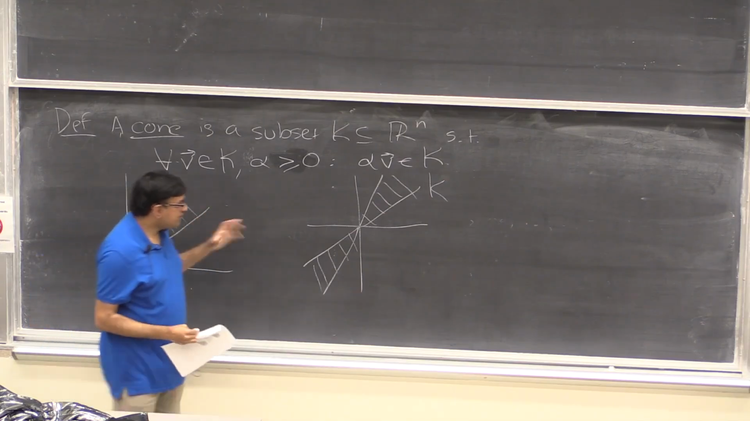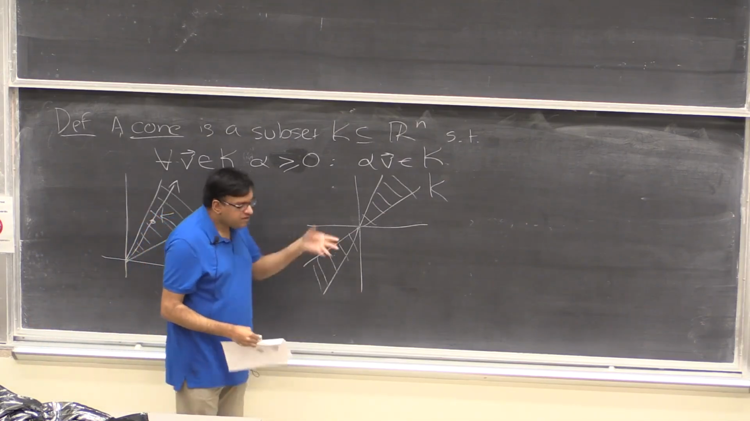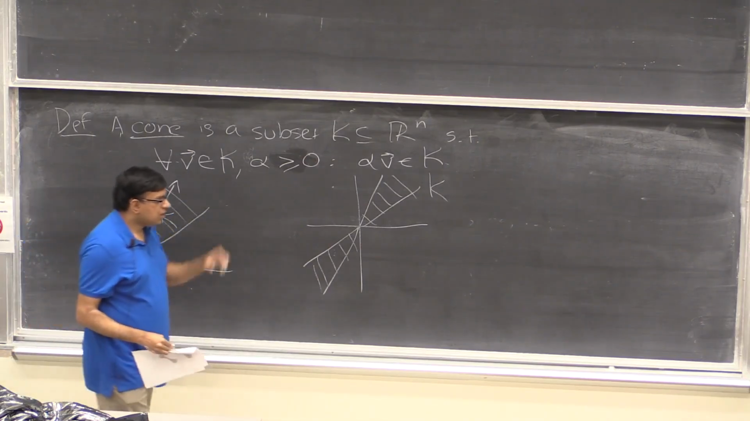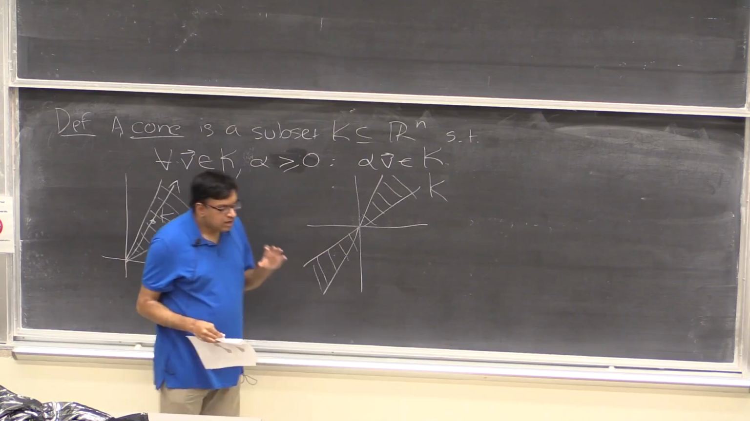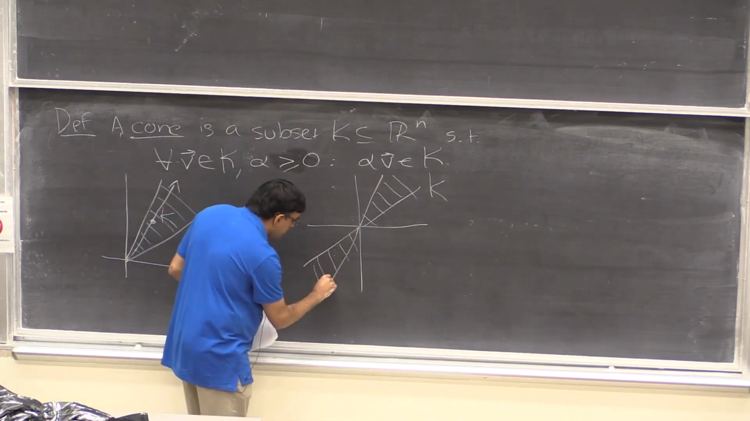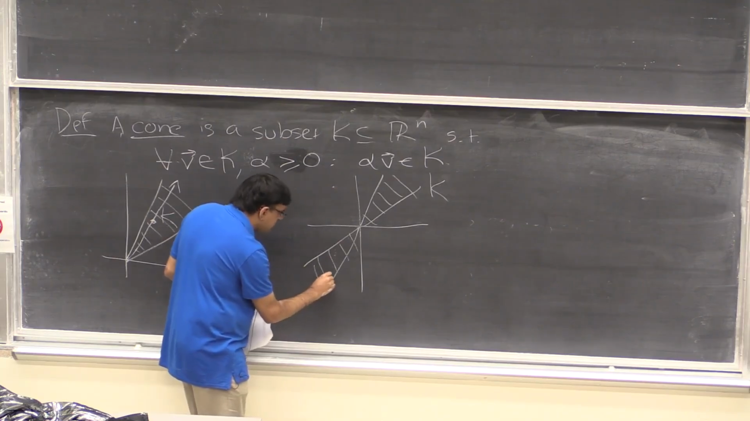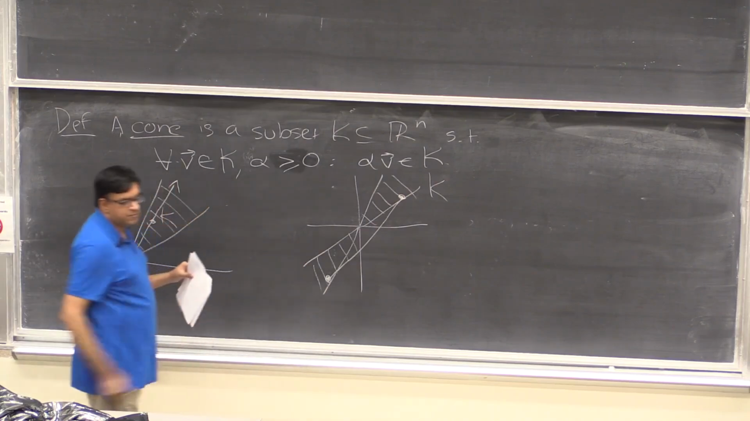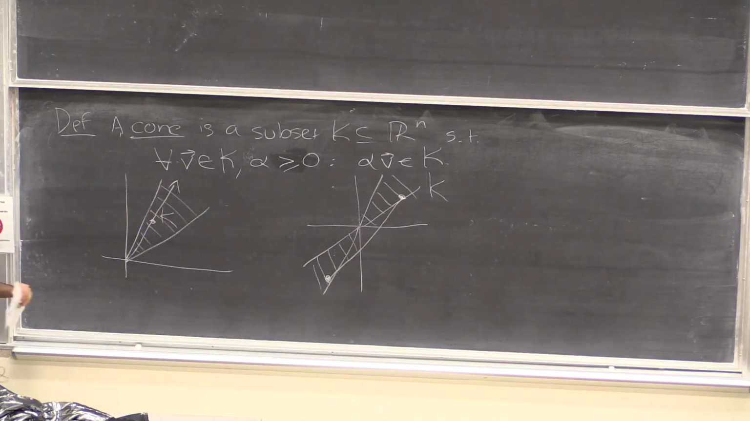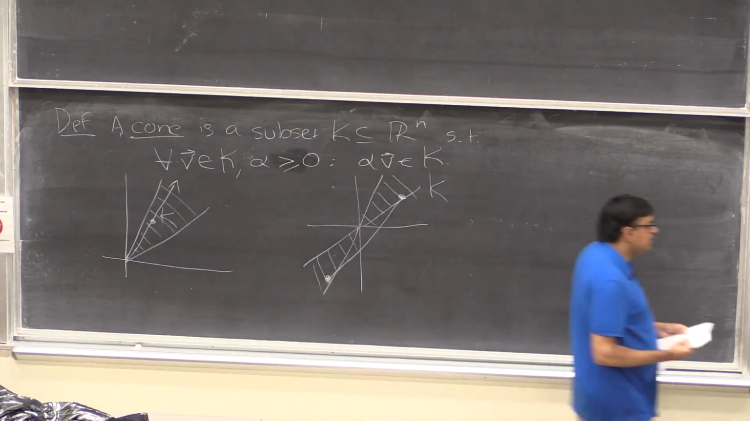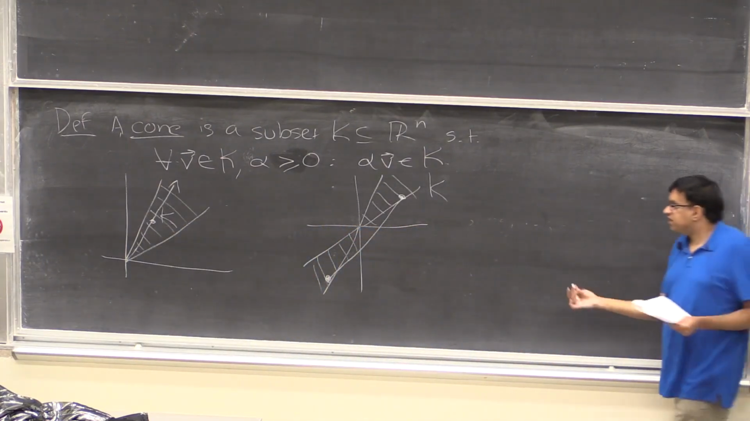Why is this a cone? Because if you take any ray going through 0 through any of the points in the cone, it'll stay in the cone. However, it's not convex. Why? If we take a point here, take this point, draw the line between them, it goes outside the cone. So there are cones that are not convex, and I just wanted to give that example.